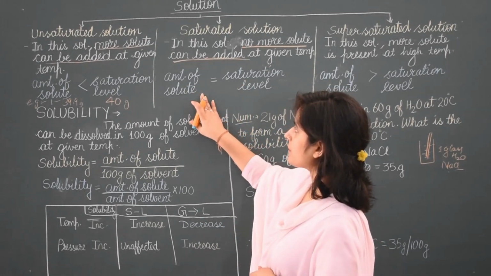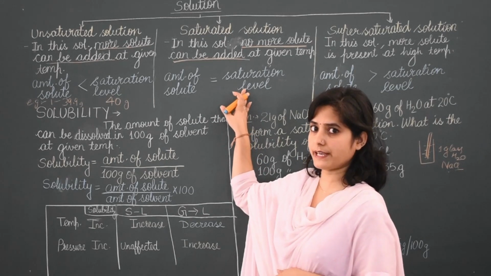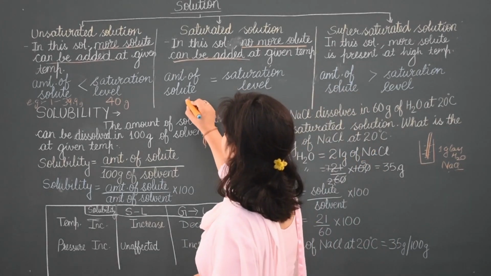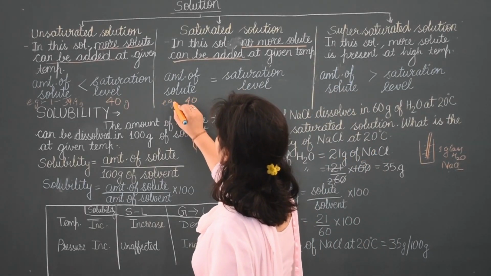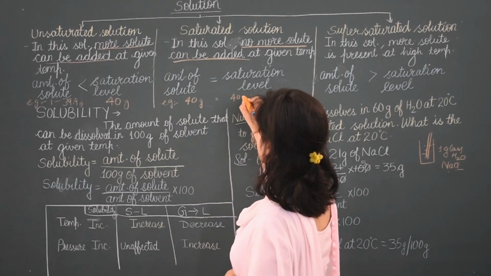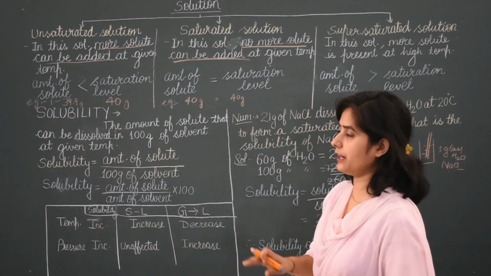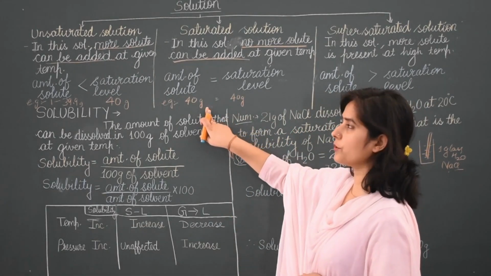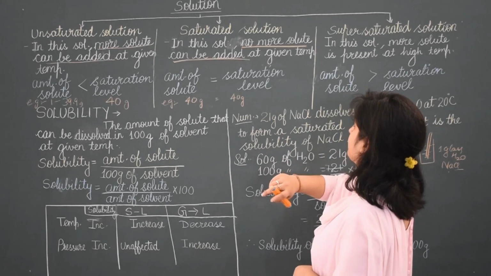At that time the amount of solute becomes equal to the saturation level. For example, the amount of solute is 40 gram and the saturation level is also 40 gram. It is equal, then no more salt can be added in it.